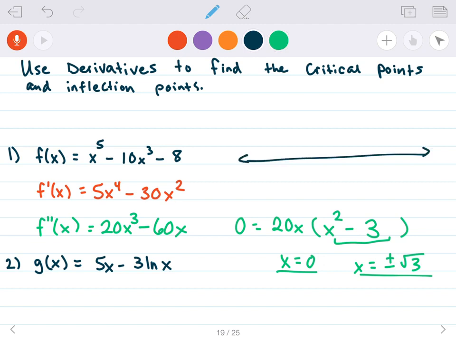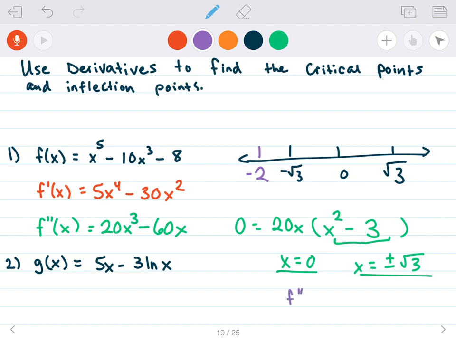So let's go ahead and put this on a number line. We got negative root 3 over here, we got 0, and then we have positive root 3. Now, negative root 4 is negative 2. So let's look to the left of negative root 3, and we can actually plug negative 2 into the second derivative. So let's do it.